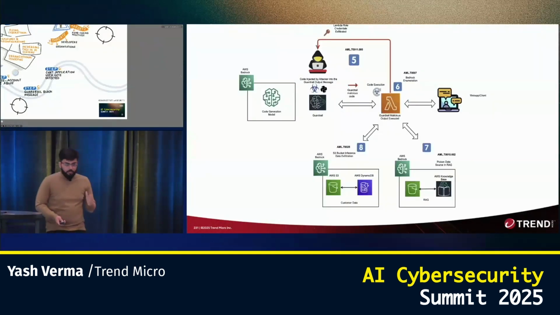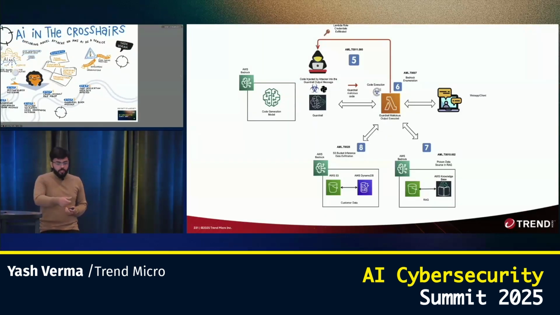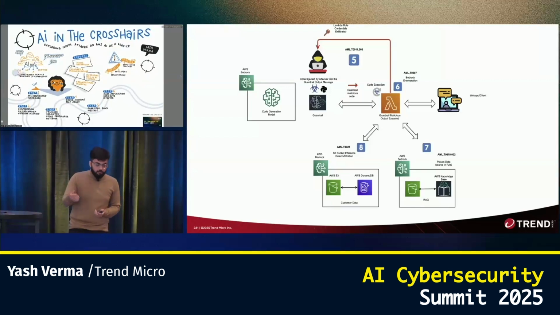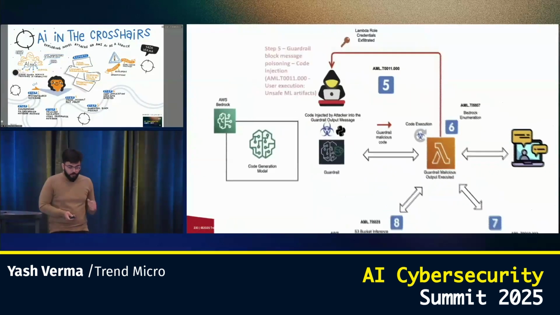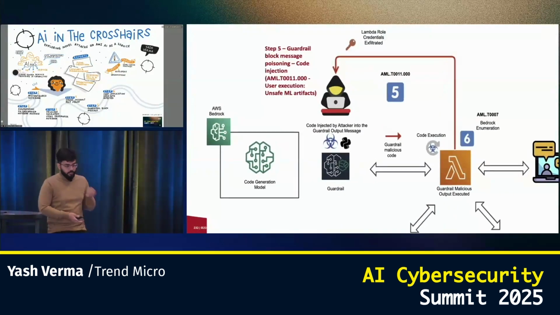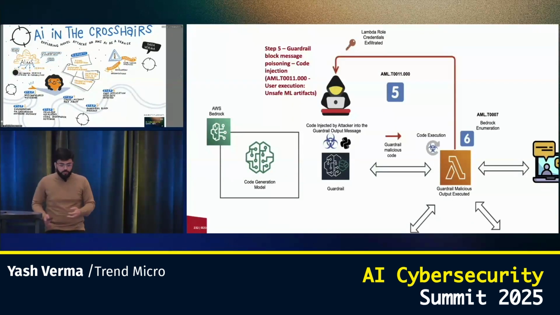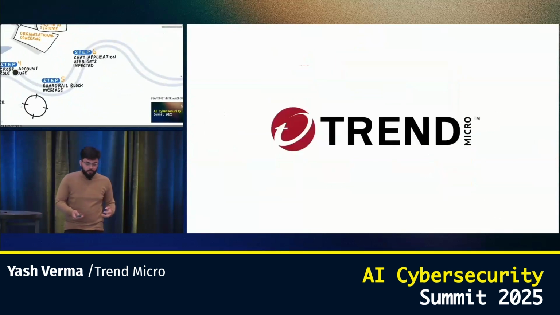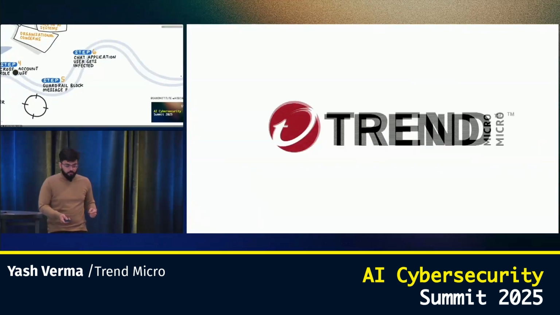As I mentioned before, the code generation model generates a Python-based SQL query. This goes downstream to the Lambda, which is executed, and using the Python SQL query it fetches the data from the customer, like S3 and DynamoDB. So he'll poison the guardrail the same way we just saw, and put code in it to get the role credentials for the Lambda. Let me demonstrate how it looks.